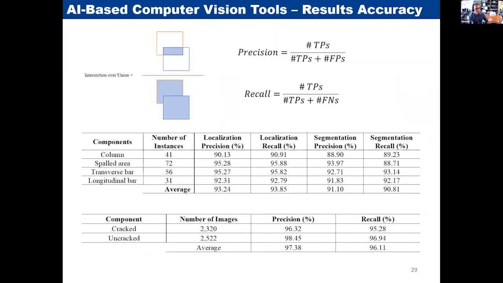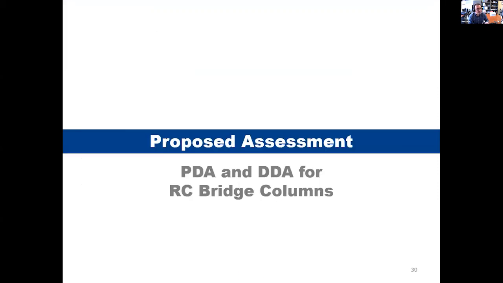And then overall, in computer vision, they use something called precision and recall to show the accuracy. 0 is bad, 100% is perfect. You can see that we are at all time above 90%, means that whatever picture you upload, it should be able to see the column itself, spalling, transverse bars, longitudinal bars, and cracking with very good confidence and accuracy.